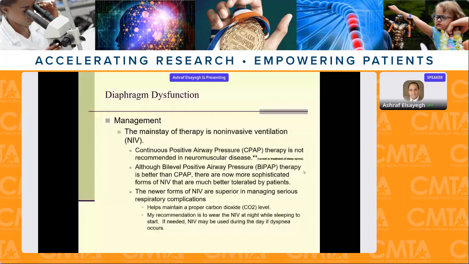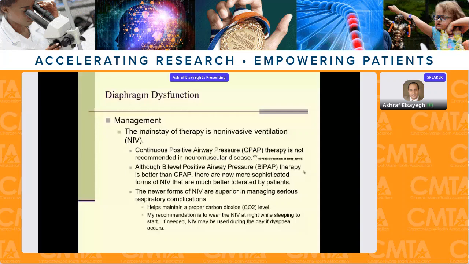So there's CPAP, which is continuous positive airway pressure. So let's ignore that. There's something called bilevel positive airway pressure, which is BiPAP. Now, this is better than CPAP. However, if we're going to move on to a BiPAP, then I recommend a more sophisticated form, which is a non-invasive ventilator. And I'll show you an example of that in a second.